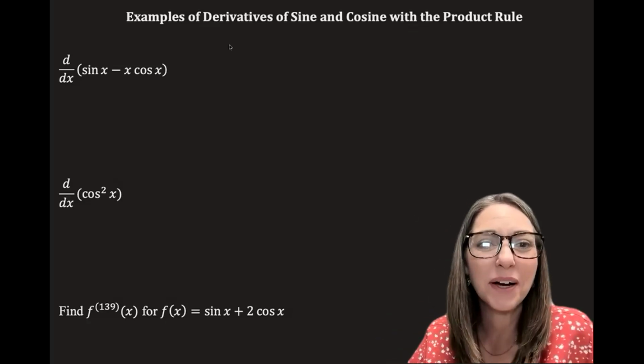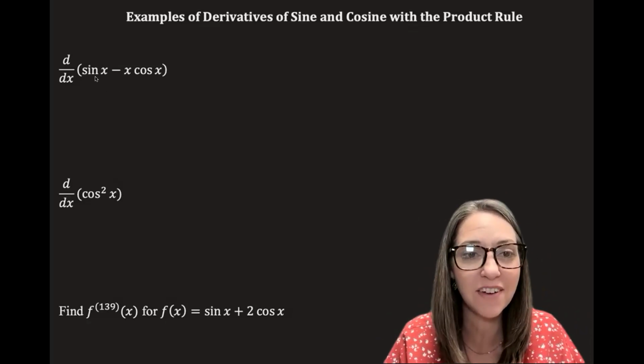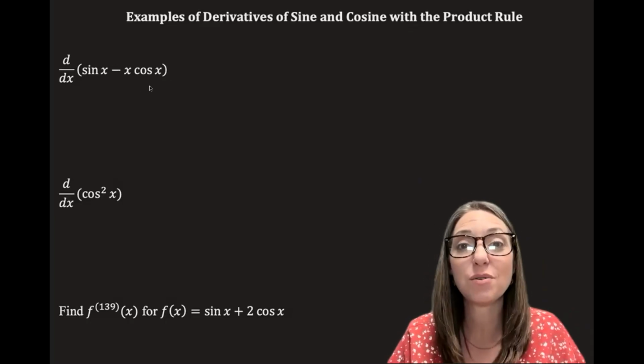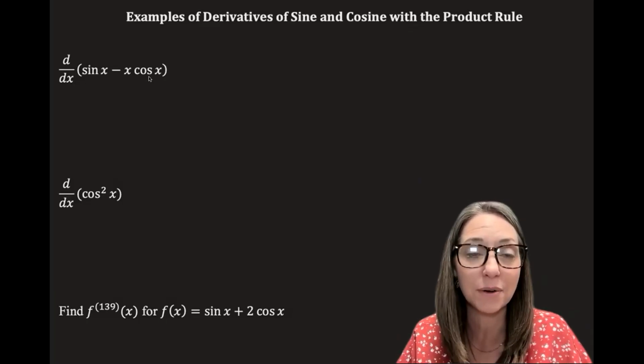Hi, in this video, we're going to do some examples of differentiating expressions involving both sine of x and cosine of x that use the product rule. So we're going to start with this one, the derivative of sine of x minus x times cosine x.